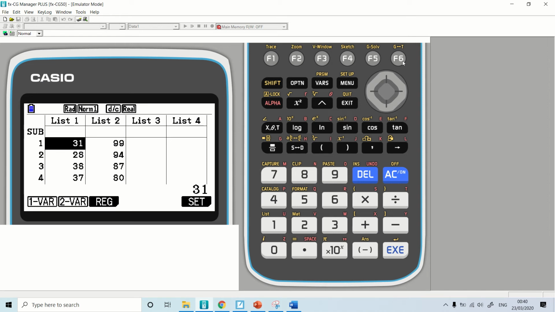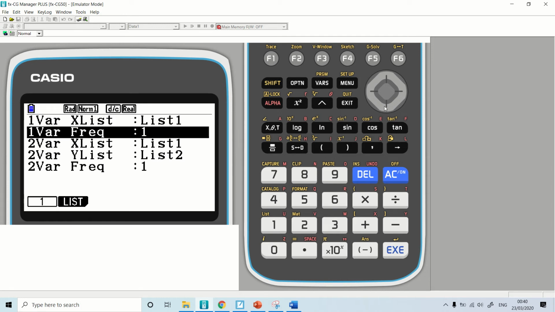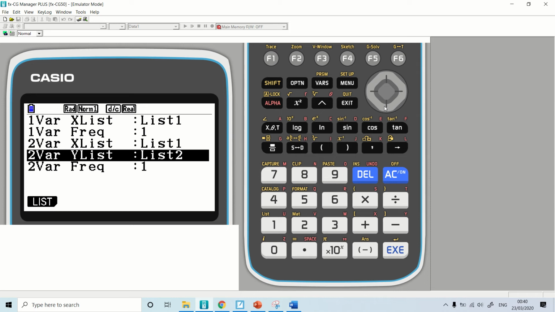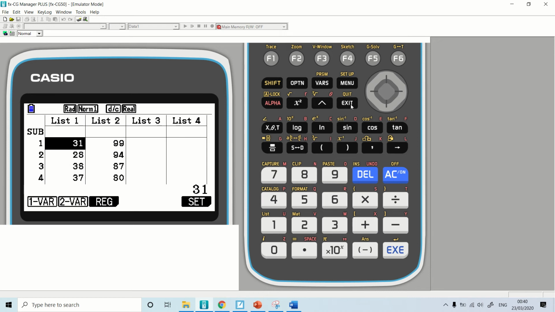So we're going to click set first by pressing F6, just to make sure that the 2var X list is list 1 and the 2var Y list is list 2. And also check that the 2var frequency is 1. And then we're going to press F3 for regression and X. And we want our regression line to have the formula AX plus B.